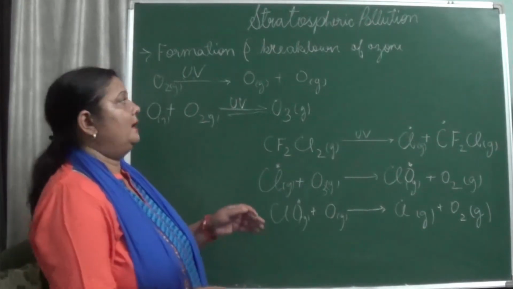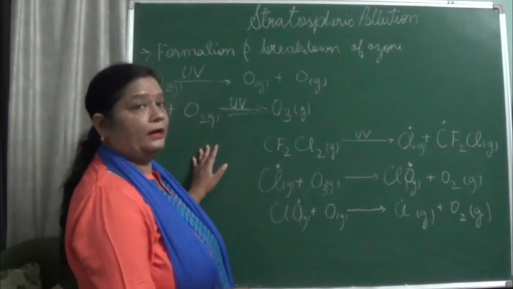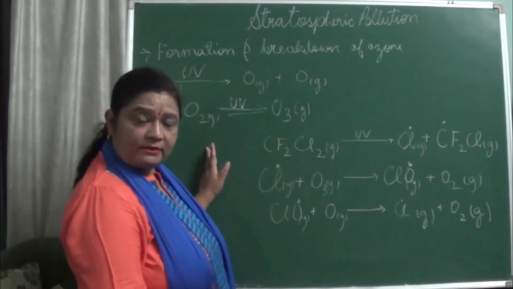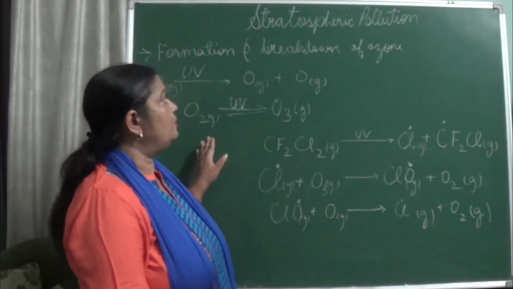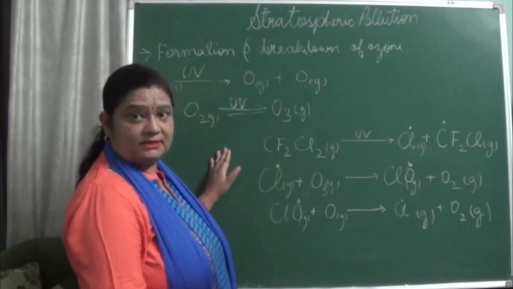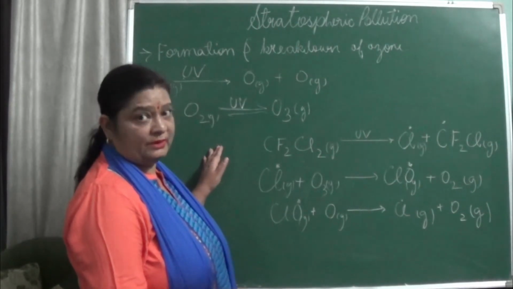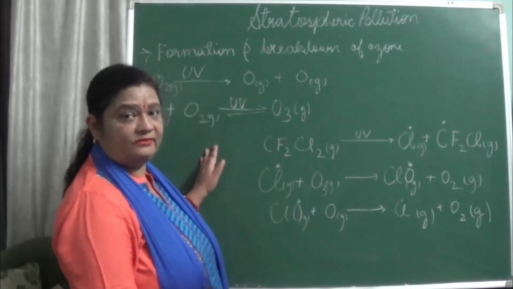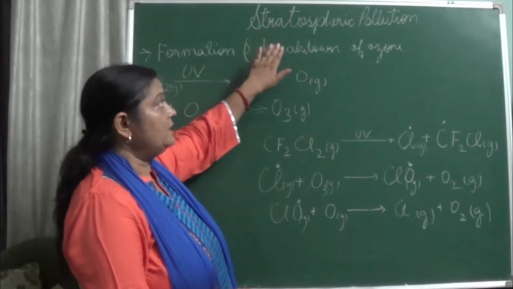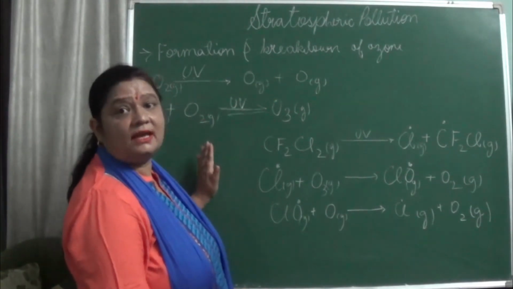Hello students, we are studying environmental chemistry and the topic of pollution. According to the layer, we had divided it into tropospheric pollution and stratospheric pollution. Tropospheric pollution we discussed in the last video: it consists of gaseous matter and particulate matter as pollutants, and we studied photochemical smog, acid rain, and the greenhouse effect. Today we are studying stratospheric pollution. We'll see which type of pollution exists in this layer.